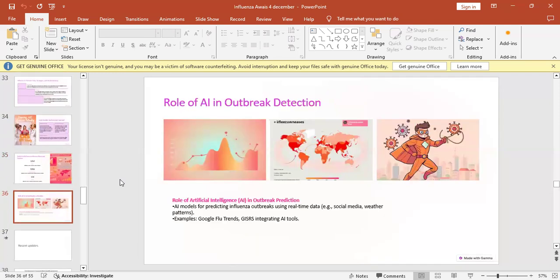Now the role of artificial intelligence in outbreak detection. Artificial intelligence models predict influenza outbreaks using real-time data from social media and weather patterns, and from other sources like Google Flu Trends and the Global Influenza Surveillance and Response System, integrating artificial intelligence tools. This helps in predicting the outbreak of influenza.